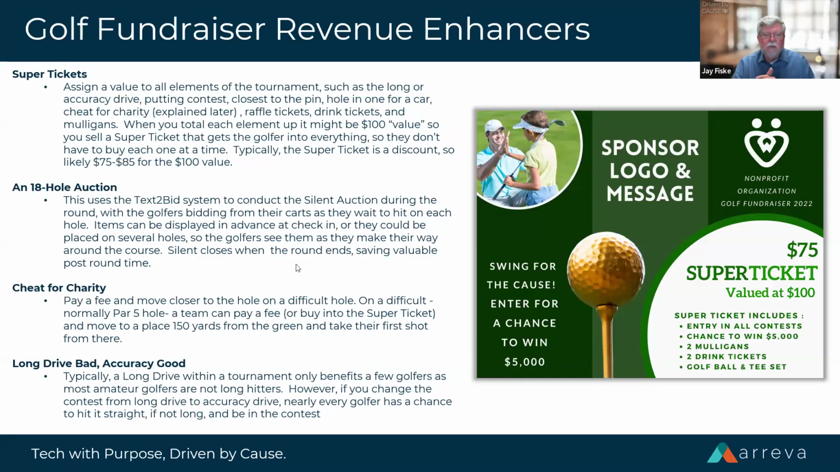Cheat for charity. I love this one. This is a no-brainer. You always are going to have one long drive hole, like a long par 5. And most of the golfers know that at best they're going to get a birdie on that, but more likely they're going to get a par or a bogey on it. But if they pay the right amount, perhaps $20 a foursome, they can move up to the 150-yard marker and make their first shot from 150 yards out on the par 5 rather than from 500 yards out on the par 5.